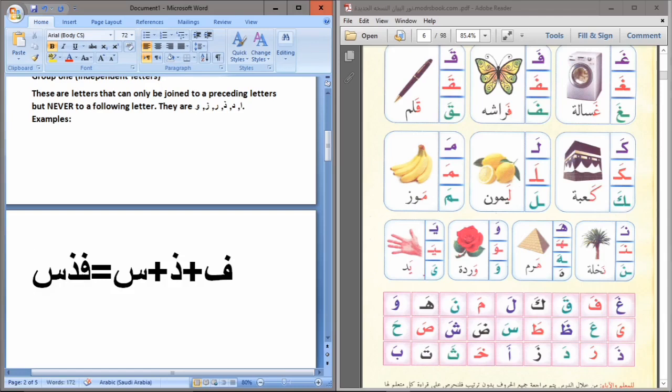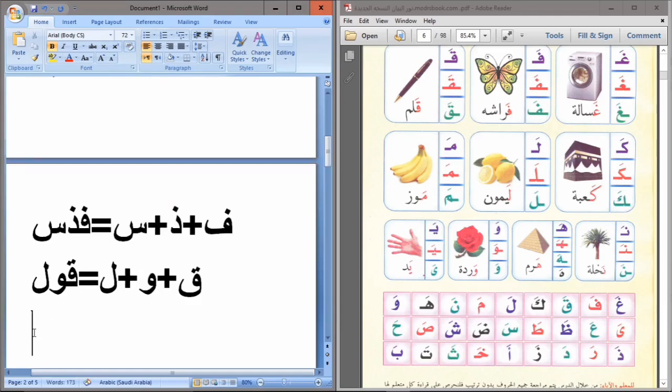Let's take another example. Let's say we have Qaf, for example, followed by, let's say Waw. Then let's say we have Lam. So in this, in writing, it will look like this: Qa, Wa, and Lam. As you can see, Qaf attaches itself to Waw, but Waw did not attach itself to Lam because it is an independent letter.